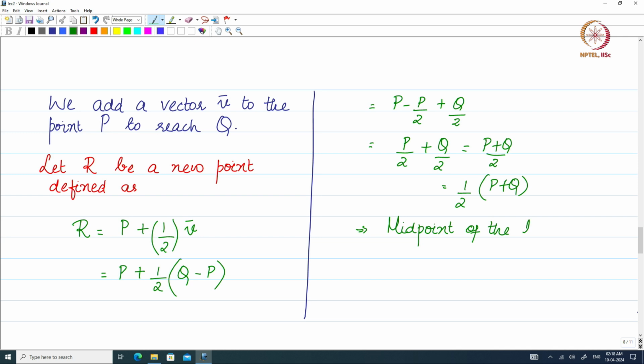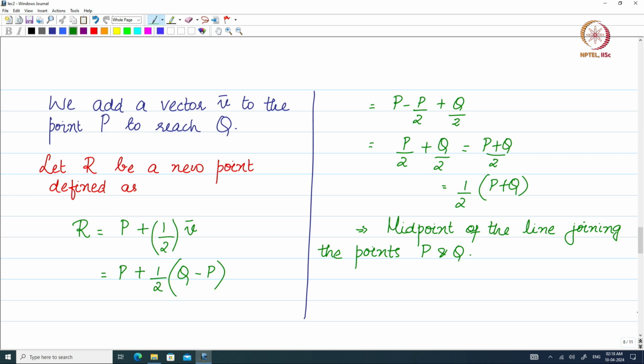joining P and Q. That is pretty interesting, because we said that adding 2 points was a coordinate dependent operation, and we also got into another situation, where we added 2 points and scaled it by half, and we ended up getting another point on the line which connects the 2 points. So, the midpoint of the line joining the points P and Q.